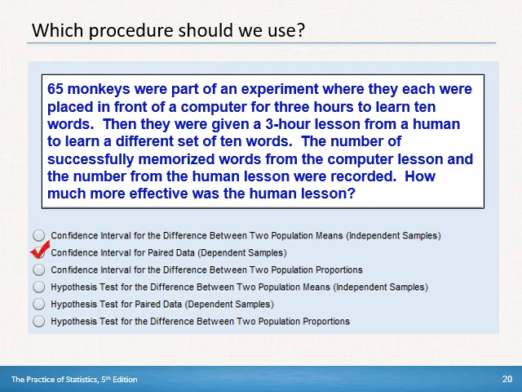All right, this one is definitely paired data. So it's the mean number, right? It's the same 65 monkeys. Each monkey is acting as his own matched pair, right? Each monkey learned words. How many words did they learn from the computer? How many words did they learn from the human? And so we're looking at the difference in those. So we would subtract the difference for each monkey, and this would be paired data. But we're trying to estimate, so it's definitely a confidence interval, but this is not two different means, but the mean of the difference, not the difference of two means.